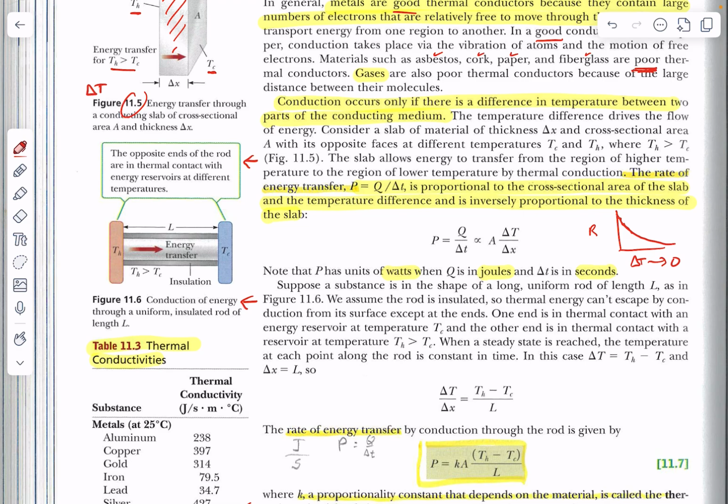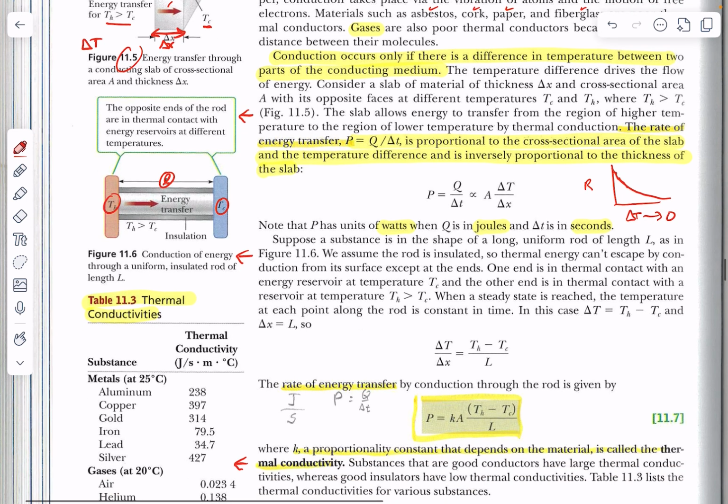Other factors that would be involved, of course, would be the distance through which the heat has to go, this delta X up here. In this case, if we have a hot temperature and a low temperature, the greater the distance from left to right, that's going to be a factor in heat transfer. And what that material is made out of is going to be a factor in heat transfer.